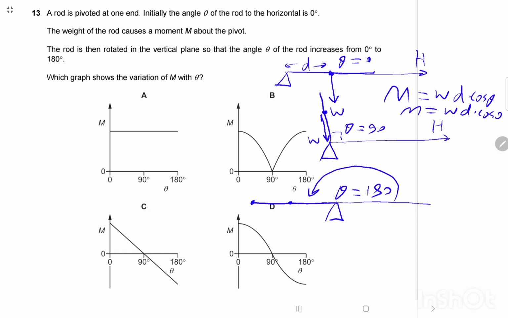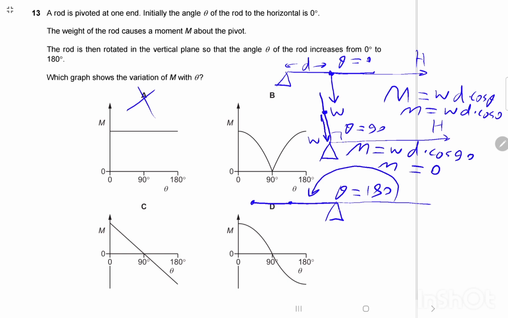Now what about the middle graph? In the middle graph theta is 90, so the moment will be W times D times cosine 90. Cosine 90 is 0, so the moment here will be 0. So this means the moment was maximum, then it becomes 0. So option A is out, it cannot be constant. The moment cannot be constant. So it was maximum, then it becomes 0.